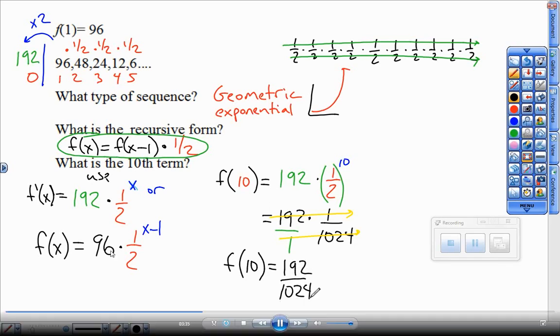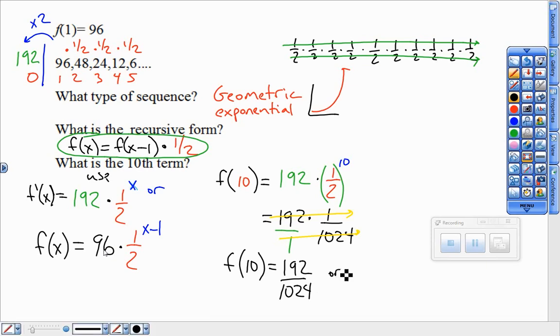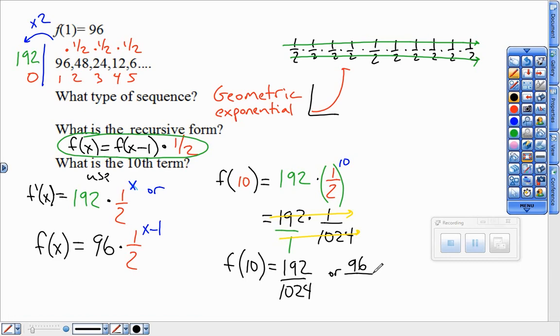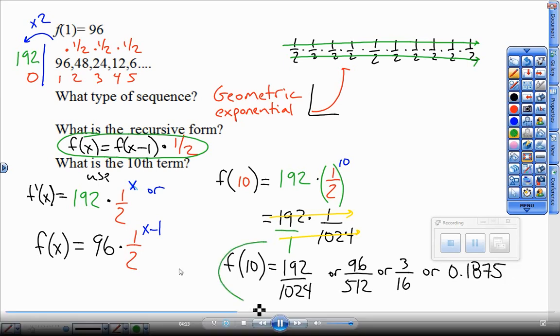Or if I used the first term, it would be 96 over 512, I believe. Or if I reduce that all the way, I believe that reduces down to 3/16. Or if you write that as a decimal, that is the whole decimal. Don't want to round these really. 0.01875. All those answers are acceptable.